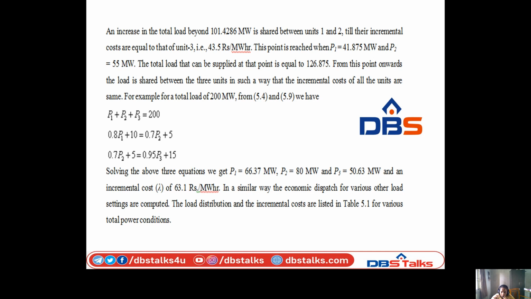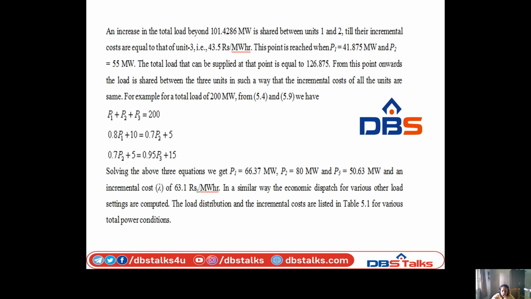So as the total load increases beyond 101.4286 megawatts, it is shared between units 1 and 2 till their incremental cost equals that of unit 3, which is 43.5 rupees per megawatt. This point is reached when P1 equals 41.875 megawatts and P2 equals 55 megawatts.